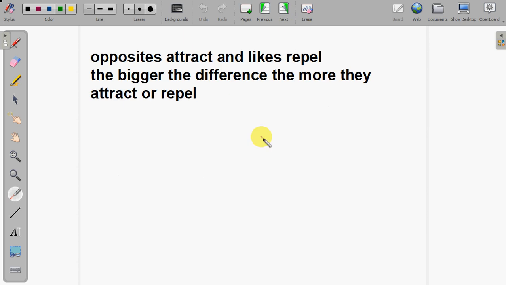When we talk about charges, like positive and negative charges, two like charges, whether it's two positives or two negatives, they will repel. If we have two opposite charges, they will attract. Opposites attract, likes repel. And the bigger the difference is between the two, the more attraction there would be.